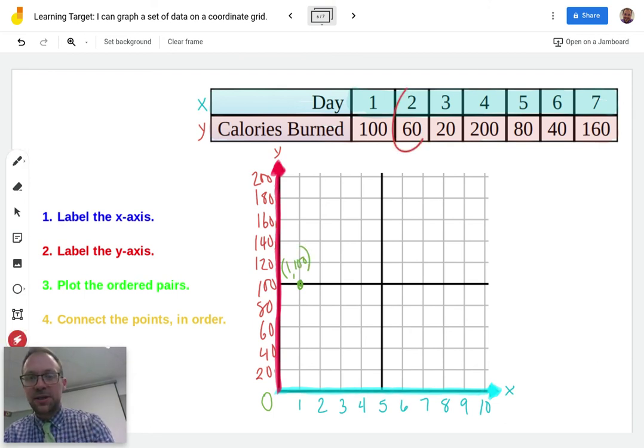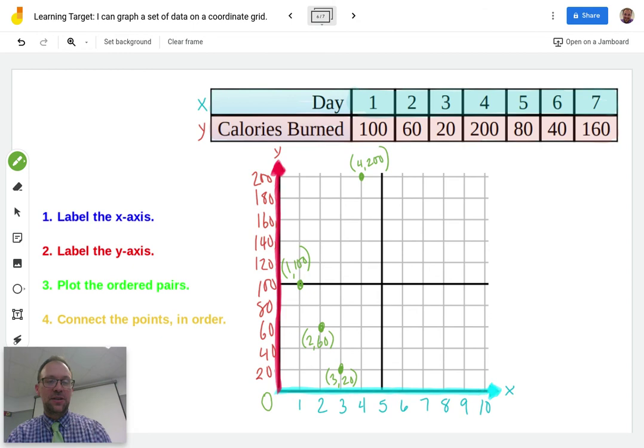Our next ordered pair is 2, 60. So I'm going to go over to 2 and up to 60, find my point, and label it 2, 60. I'm then going to go to my third ordered pair, 3, 20. So I'll go over to 3 and up to 20. Plot that point. That's 3, 20. Now let's do one more. Our final ordered pair for today is 4, 200. So let's go over to 4, up to 200, and put our point there. We'll label it 4, 200.